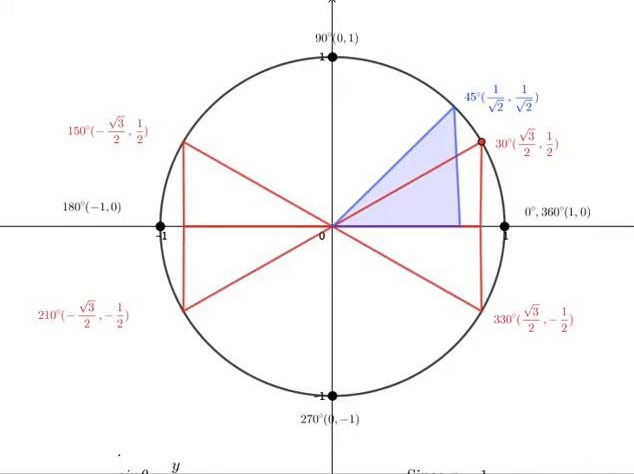So therefore, 45 degrees has the terminal arm, pardon me, has xy coordinate 1 over root 2, 1 over root 2.